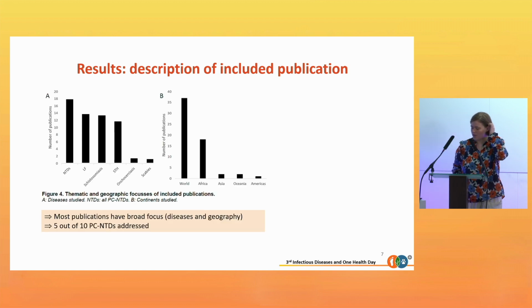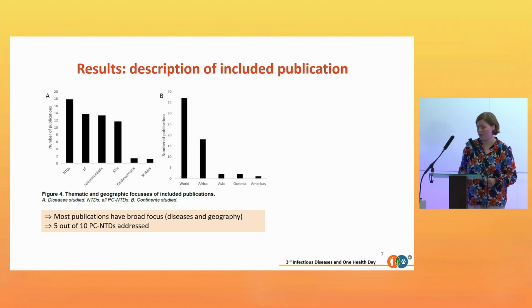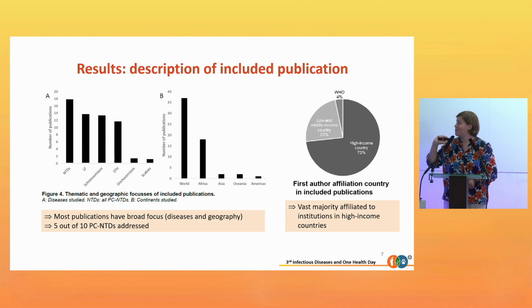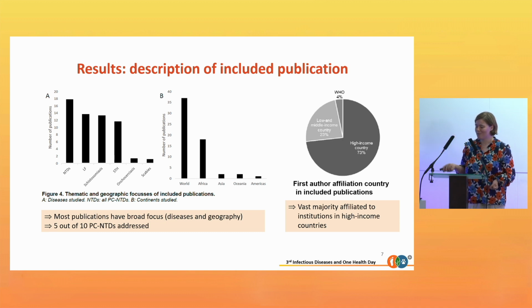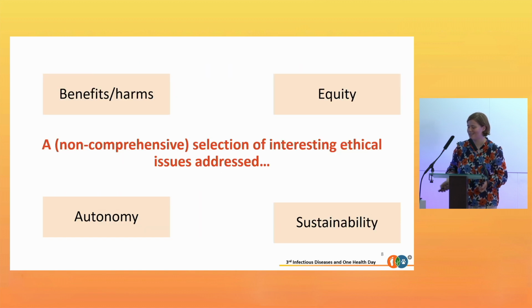So in terms of results, most publications that we found have a very broad focus. So they mostly talk about NTDs in general, and then there are only 5 out of the 10 PC NTDs that are addressed in those publications, which is important to keep in mind for the analysis. And what we found very striking is that the vast majority of first authors were affiliated to an institution based in a high-income country, and those are not the countries where NTDs are the biggest problem, so also important to keep in mind for the analysis.